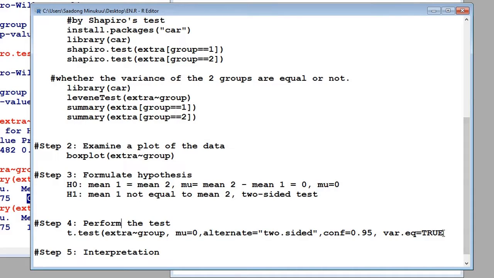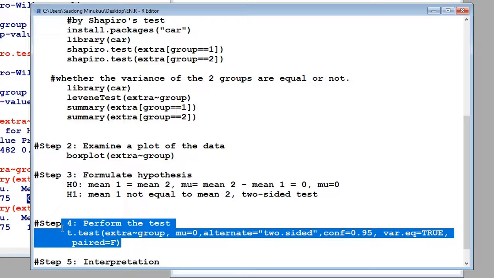And after which it's important to indicate, like I told you earlier on, we can have a two-sample t-test for independent groups, and we can also have two-sample t-tests for paired groups. So you have to indicate whether paired is equal to FALSE or not. In our case, we are doing independent groups, so paired is equal to FALSE. You just write F, and then you close the bracket. Now let's run this to perform our t-test.